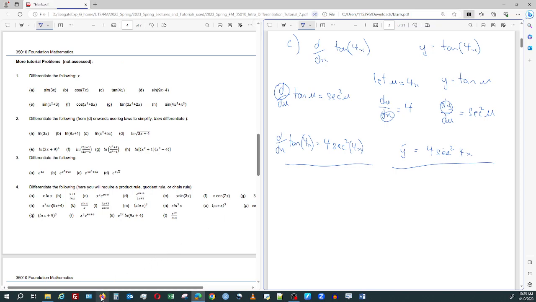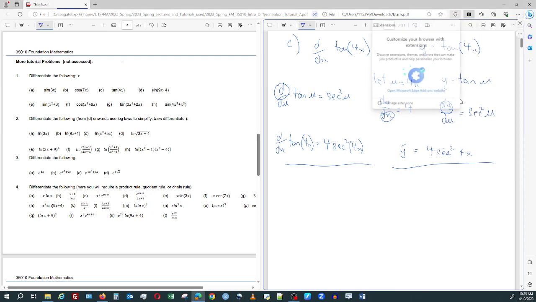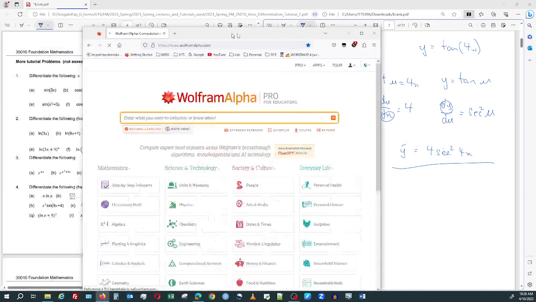So it's probably useful, actually, I think I have an extension. Had the extension, so that's not relevant. So I'll just bring it all over. We're going to check this tan 4x just as a matter of courtesy.